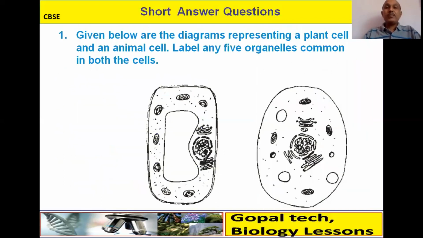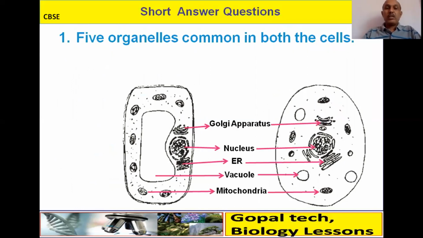गिवन बिलो आर द डायग्राम्स रिप्रेजेंटिंग ए प्लांट सेल एंड एनिमल सेल. लेबल एनी 5 ऑर्गेनल्स कॉमन इन बोथ द सेल्स. अगेन आप नंबर देख के लिख सकते हैं वीडियो पॉज करके. सीधा आंसर Golgi apparatus, nucleus, ER, vacuole, mitochondria. We have to write only organelles, not cell membrane or cell wall.